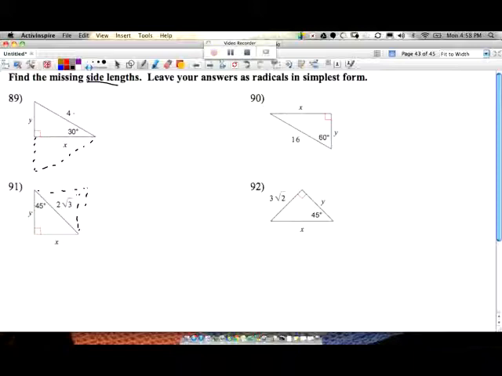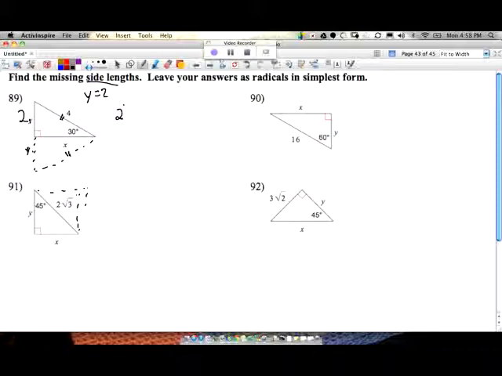So let's look at 89 first. It looks like it's half of an equilateral triangle, which means that this whole side is 4, which is the same as this. And if we said these two halves here, y and y, would make 4 as well. So that means this y is actually 2. So y equals 2.